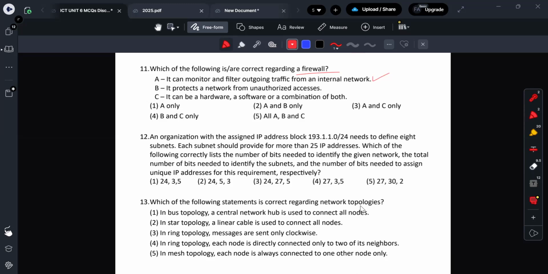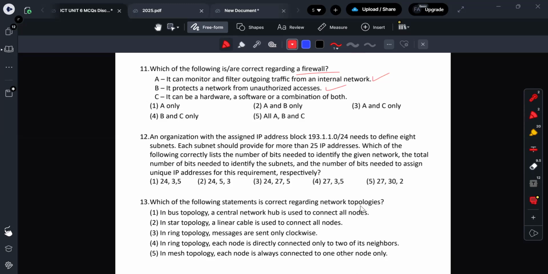That is true, because firewalls do not just block outside threats, they also inspect outbound traffic to stop malware from sending data out or to prevent users from accessing restricted sites. Okay. And option B, it protects a network from unauthorized access. That is correct. That's what I just said. It is the fundamental purpose of a firewall, right? It acts as a barrier between a trusted internal network and an untrusted external network.